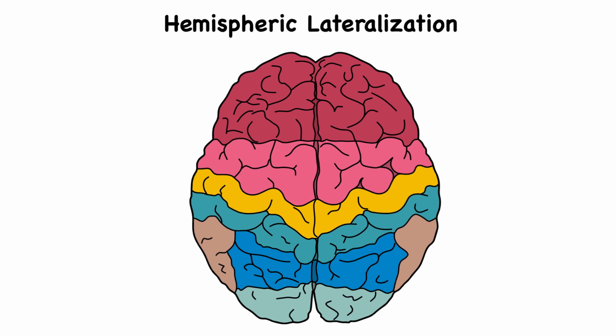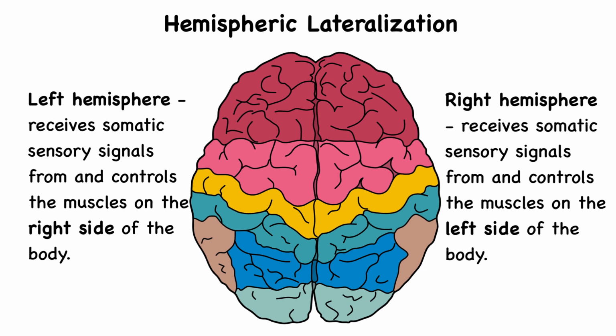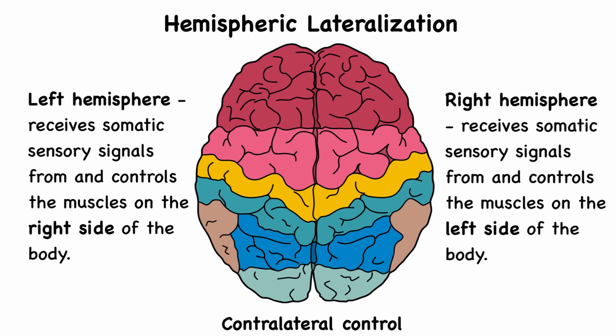Now let's talk a little bit about hemispheric lateralization. Although the two cerebral hemispheres are structurally similar, functionally they are subtly different. This difference between the hemispheres is termed hemispheric lateralization. The left hemisphere receives somatic sensory signals from and controls the muscles on the right side of the body, and the right hemisphere receives somatic sensory signals from and controls the muscles on the left side of the body. This is referred to as contralateral control.